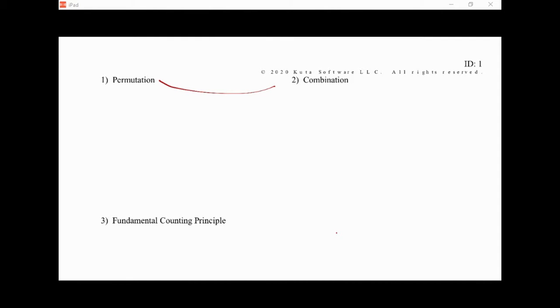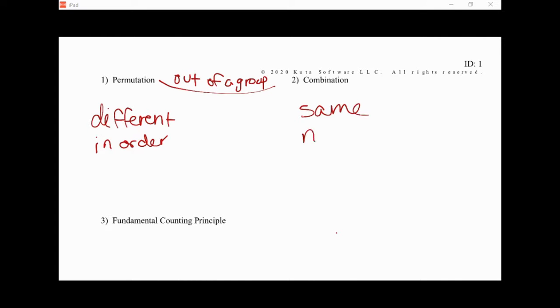Okay, so permutation and combination is when you're choosing out of a group. Permutation is when whatever it is you are choosing is different or in a particular order. And combination is when everything is the same or, no particular order. The fundamental counting principle is when you are putting together options.